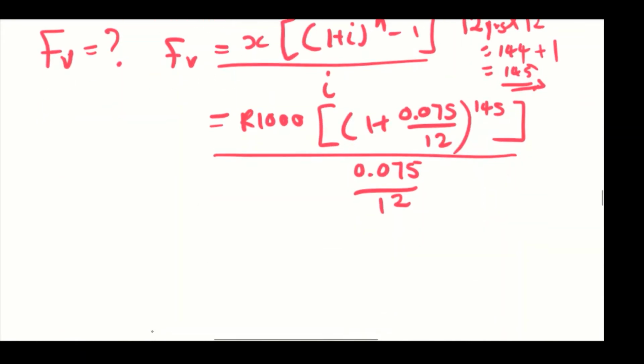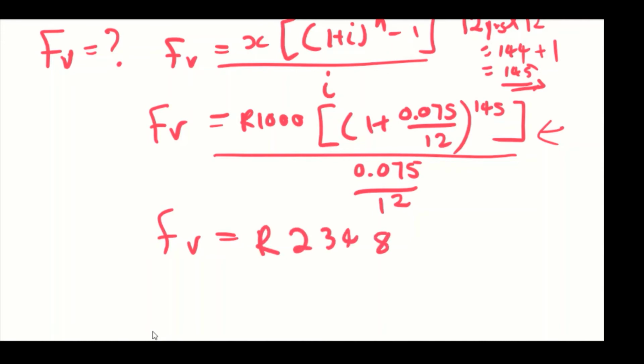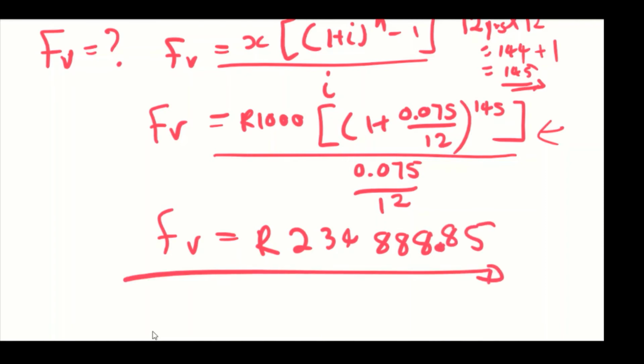So you're just going to punch everything in your calculator here, everything that you see here, so that we can find the future value annuity, which will be 234,888.85. So this is the future value annuity of this investment that has been made here.